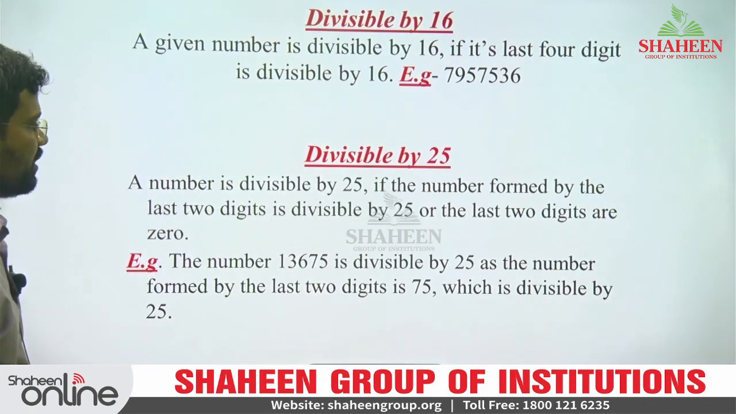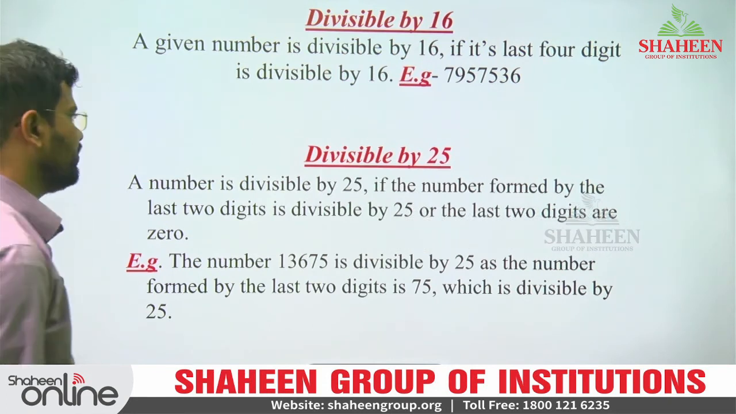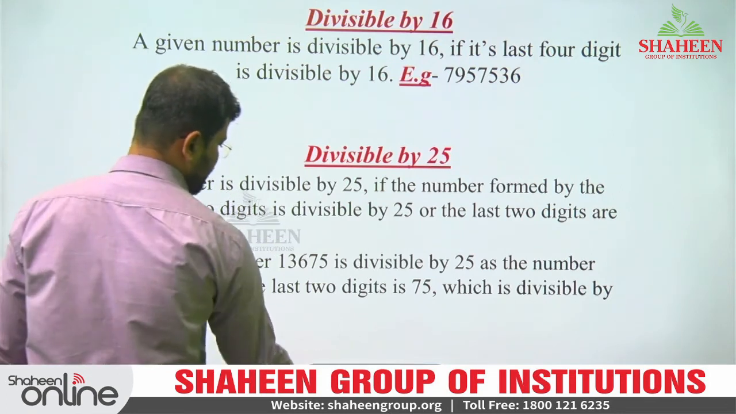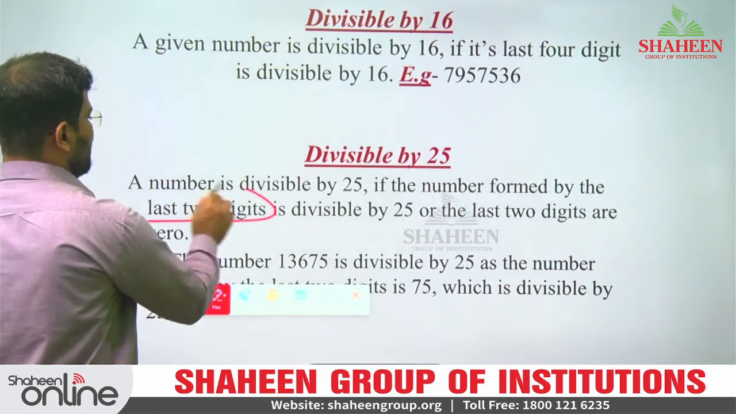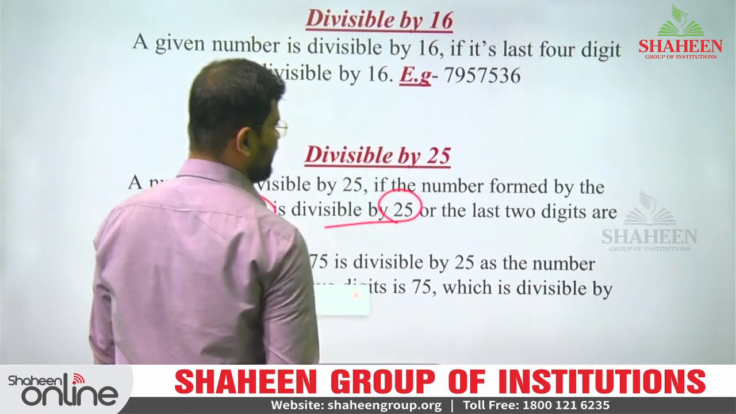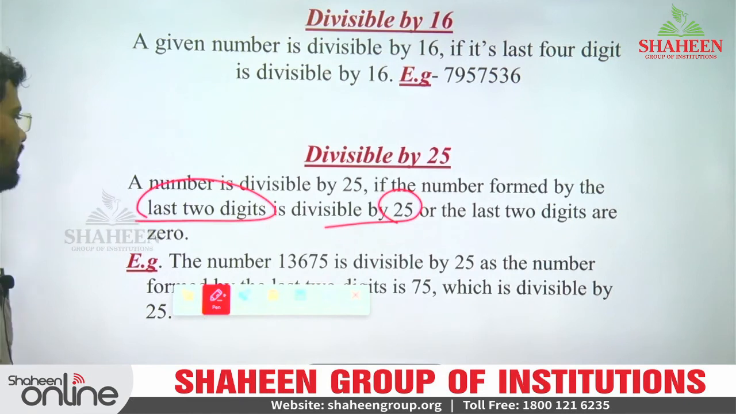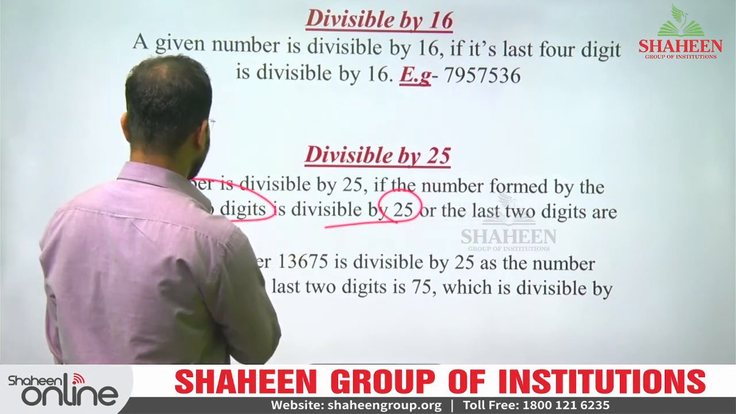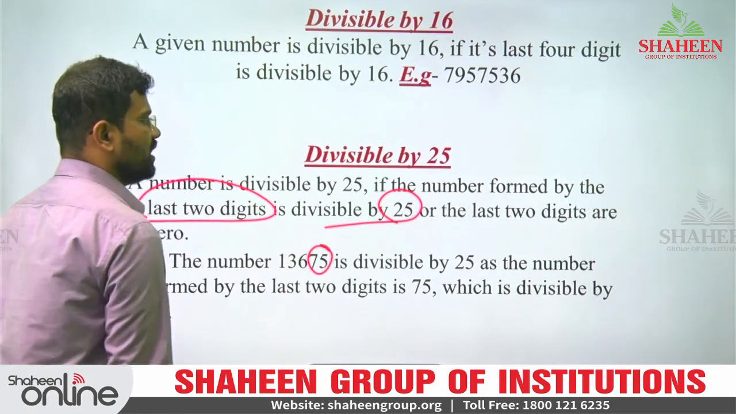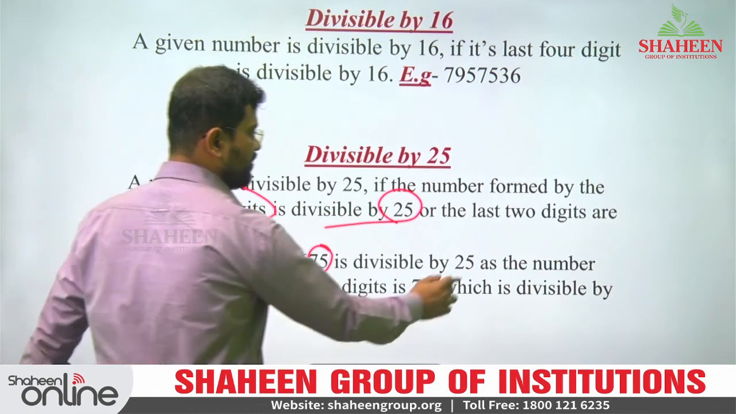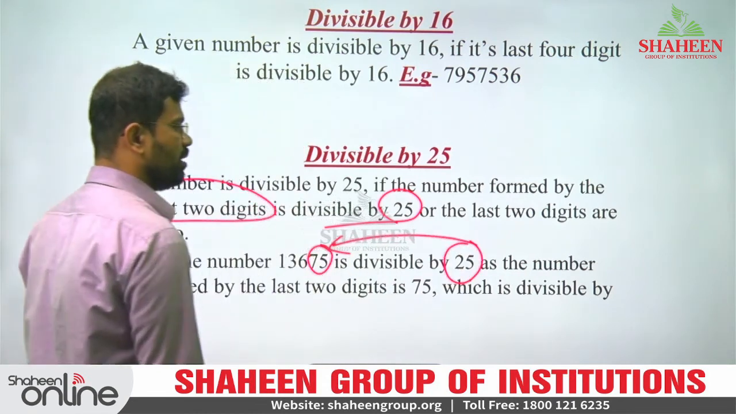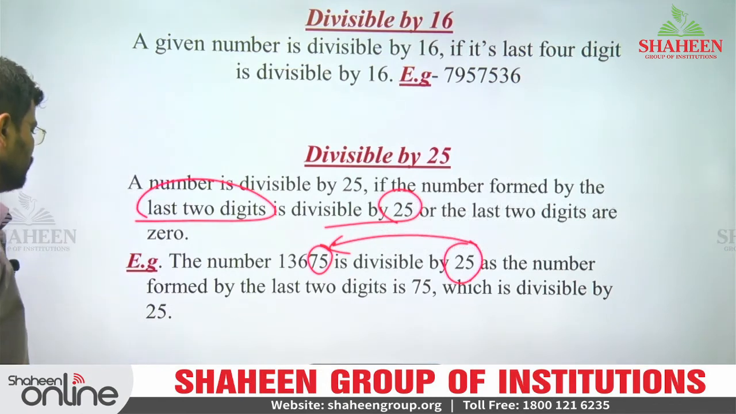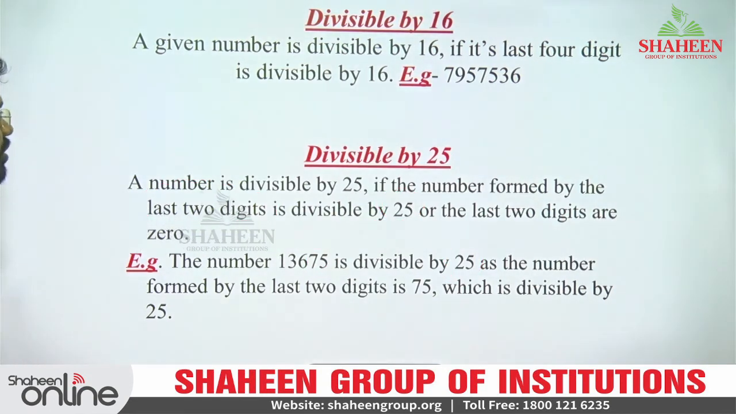Now when it comes to divisibility by 25, a number is divisible by 25 if its last 2 digits are divisible by 25. 5, 10, 15. This 25 is very, very easy. If the last two digits are divisible by 25, then of course the entire given number is divisible by 25.